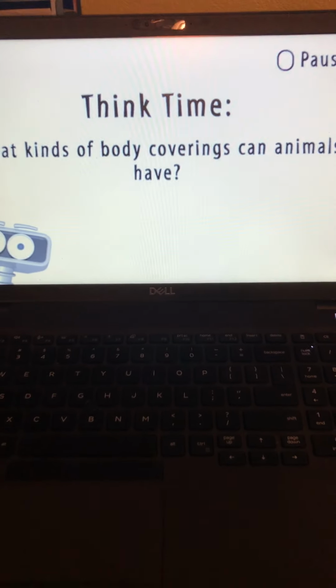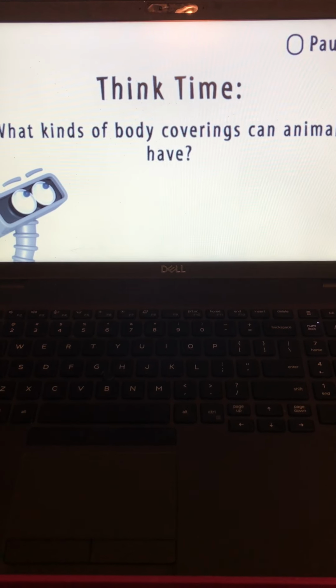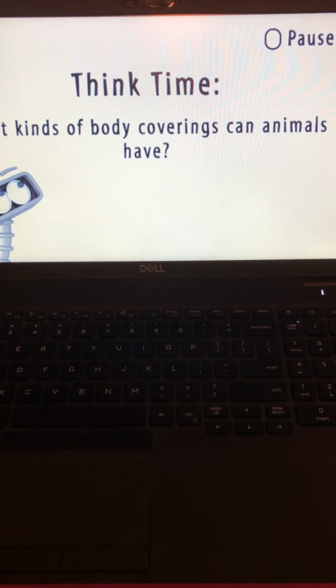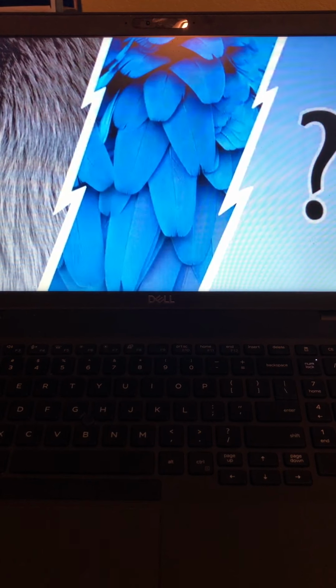I wonder what other kinds of body coverings animals can have. What did we talk about? What do you remember? I've got fur and feathers so far. What else? I know, scales. Fish and reptiles have scaly skin to help protect themselves and to keep moisture inside of their bodies.